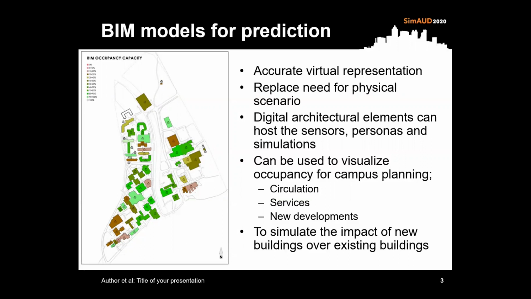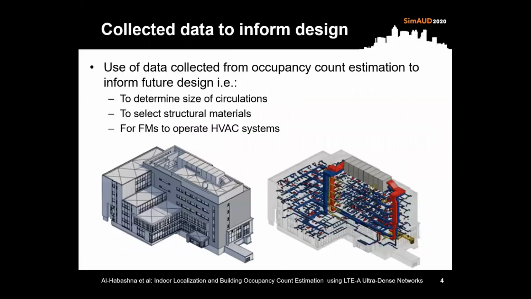And this model can be used to visualize occupancy for campus planning, also for circulation, services, and new building developments, and to simulate the impact of new buildings over existing buildings. For this project, we use the data collected for occupancy count estimation, and to inform future design. For example, to determine the size of circulation, to select structural elements, or for facility management to operate heating, ventilation, and air conditioning systems.